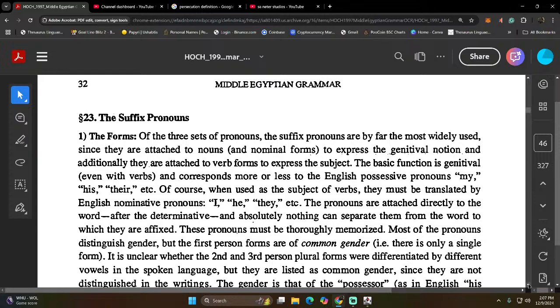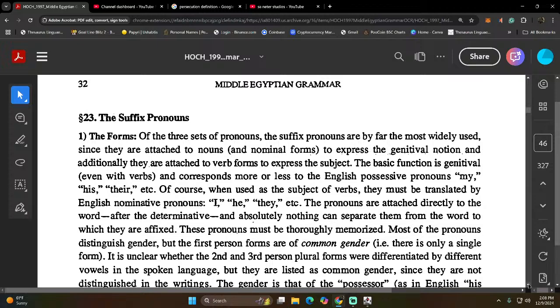And it says the forms of 3 sets of pronouns. The suffix pronouns are by far the most widely used, since they are attached to nouns and nominal forms to express the genitival notion, meaning like possession and stuff, and additionally they are attached to verb forms to express the subject. So a suffix pronoun is going to express the subject or a genitival notion. The basic function is genitival.